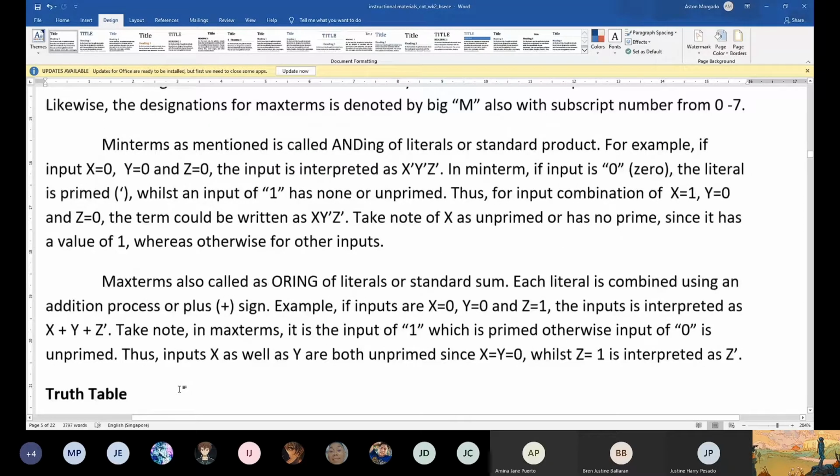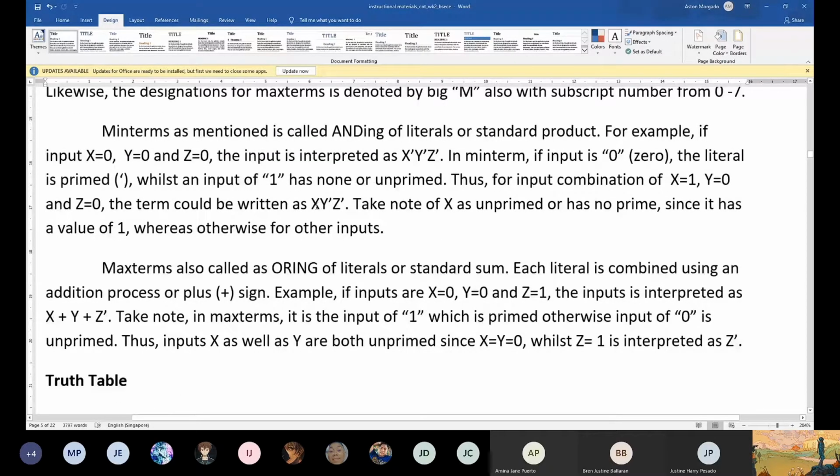So when you say X times Y times Z, you may use two AND gates. Okay.